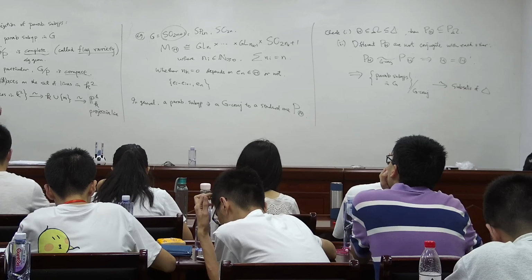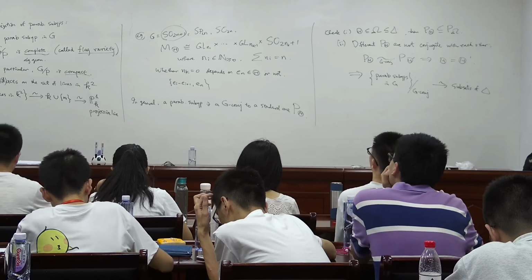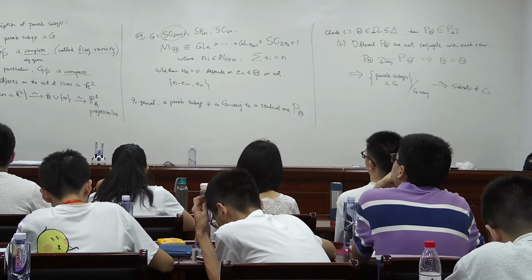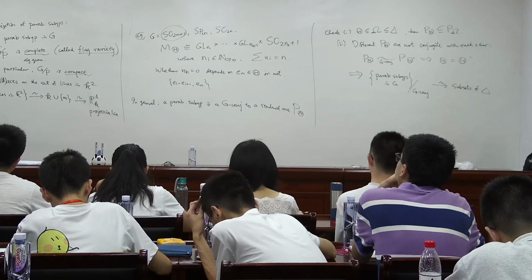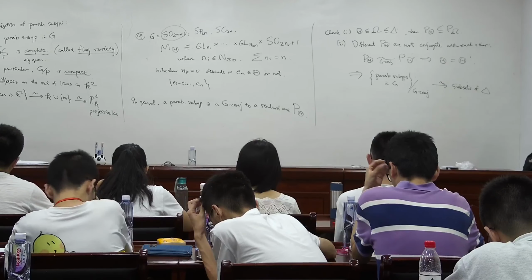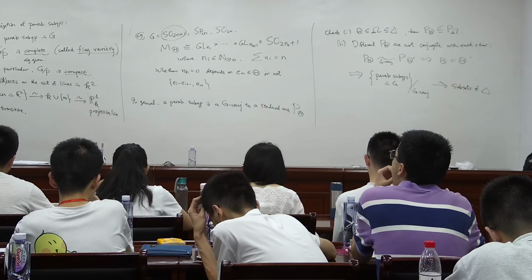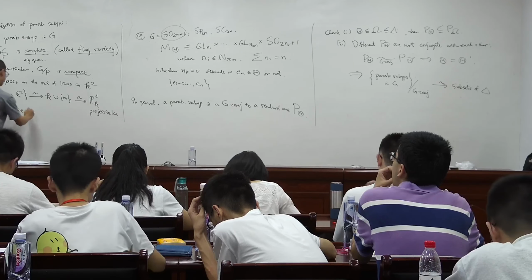And then you check the stabilizer. Well, sorry, first of all, G acts transitively. I should emphasize G acts transitively. If the action is transitive, then you check the stabilizer.